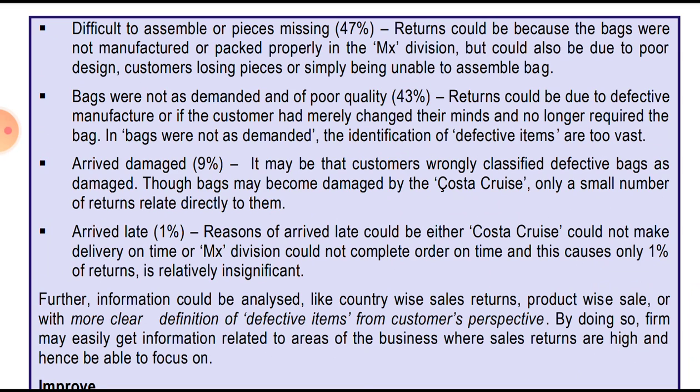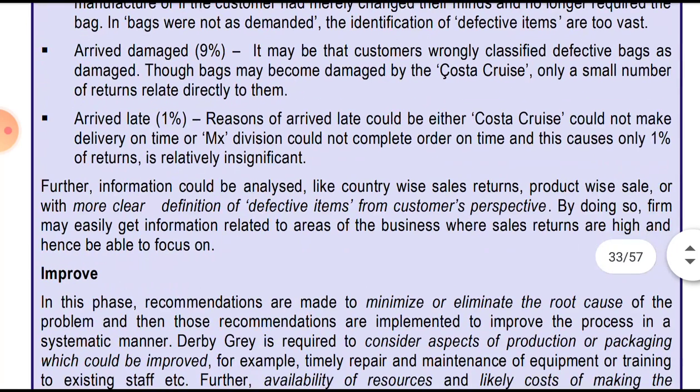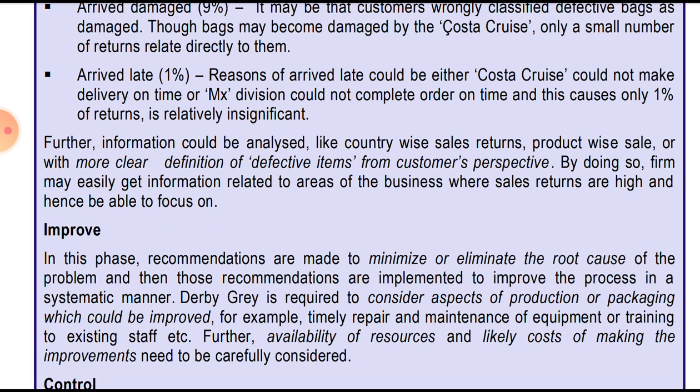The reasons for arriving late could be either Costa Cruise could not make delivery on time, or the MX division could not complete the order on time. So there can be two reasons: whether the delivery is late, or whether the goods have not been manufactured by the MX division. The MX division could not complete the order on time, and this caused only 1% of the returns. Return is relatively insignificant.